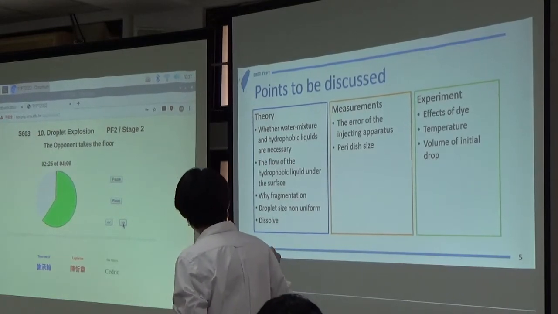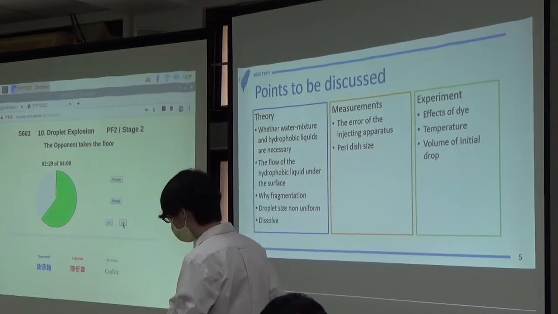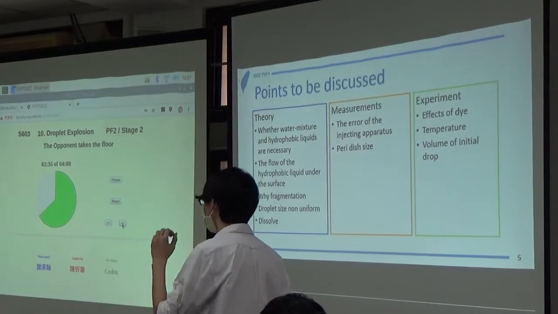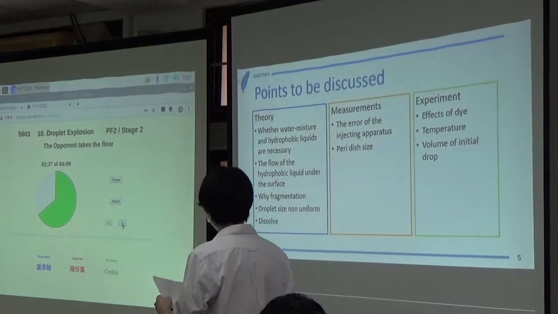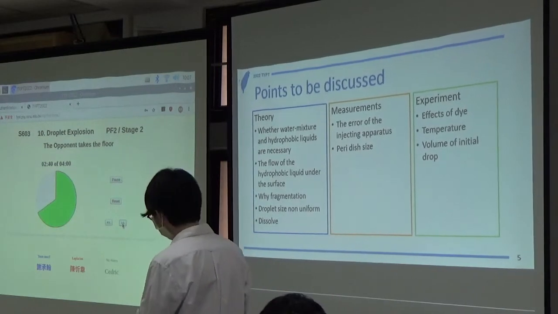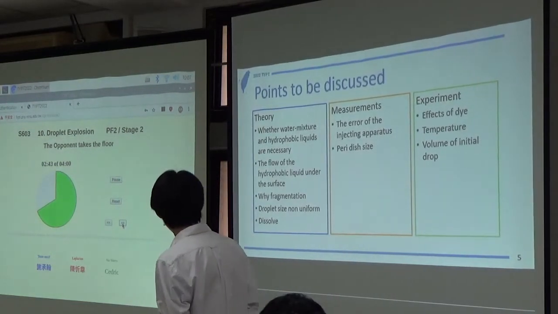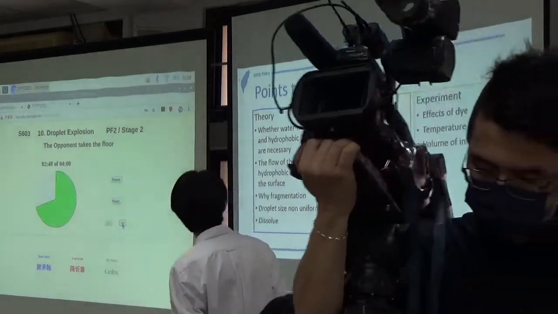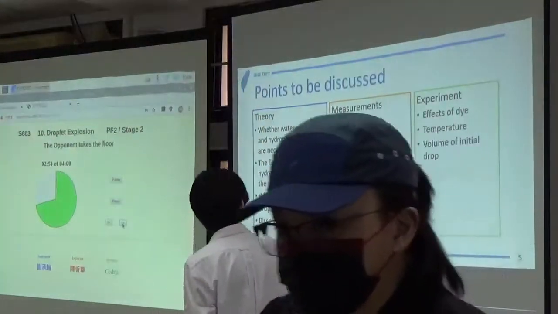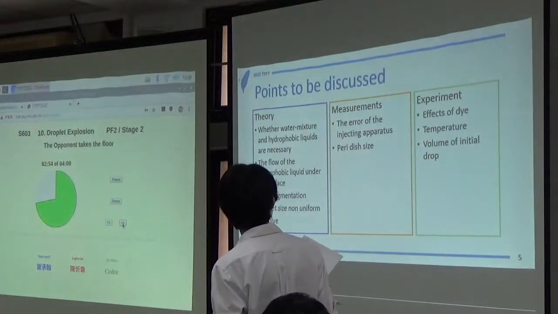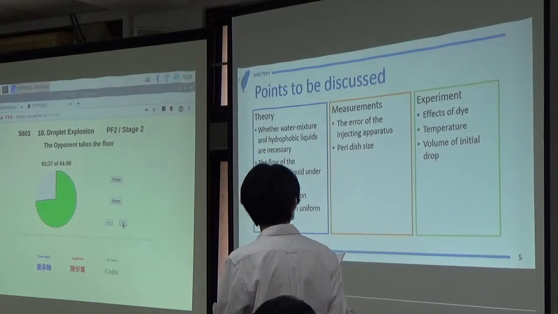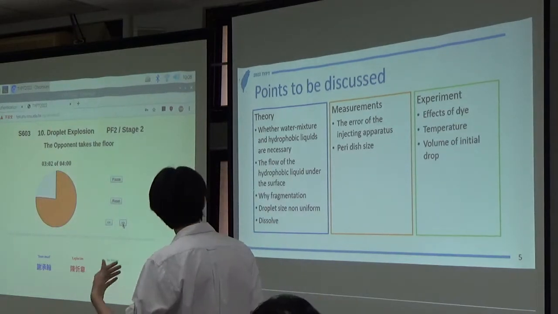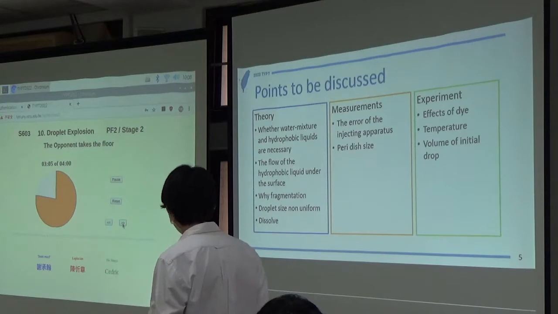Then with some fragmentation, why does it form such a fragmentation? And the droplet sizes I observed in your video are not uniform, and some dissolve when you dispose the water mixture on the oil. Will it dissolve? And with some measurement of the error of the injected droplet and the final size. For the experiment, we'll talk about the effect of dye, temperature, and volume of the initial drop. Then we will talk more about the conclusion.